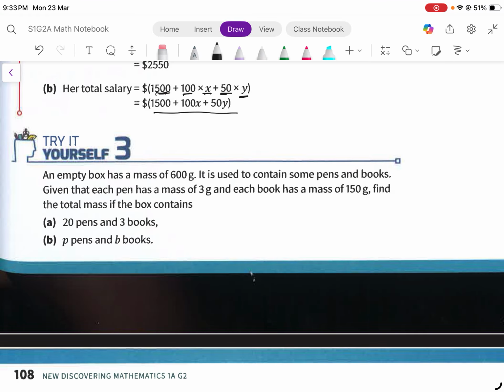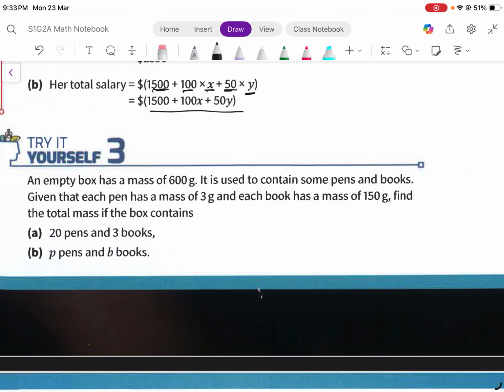Okay, so following this, try yourself. Again, pause, give yourself maybe 2-3 minutes to do this, then go through again. An empty box has a mass of 600 grams. It's used to contain some pens and books. Given that each pen has a mass of 3 grams and each book has a mass of 150 grams, find the total mass if the box contains 20 pens and 3 books.